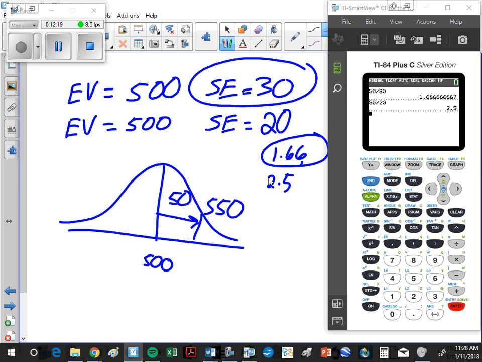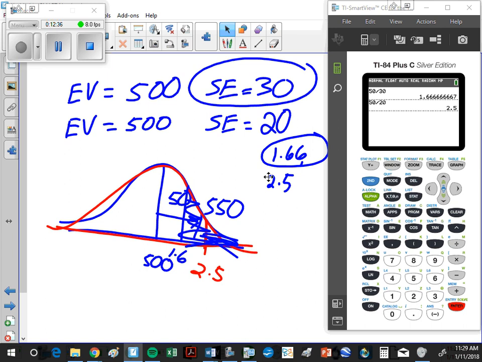So if I were to do two separate curves, one of them would give me a z-score here at 2.5, and the other one is going to give me a z-score here of 1.6, and there's more blue area to the right than there is red area to the right. And I could have figured that out without calculating it because I know that this SE is bigger. So it's more likely to capture 550 than the other one is. Okay.